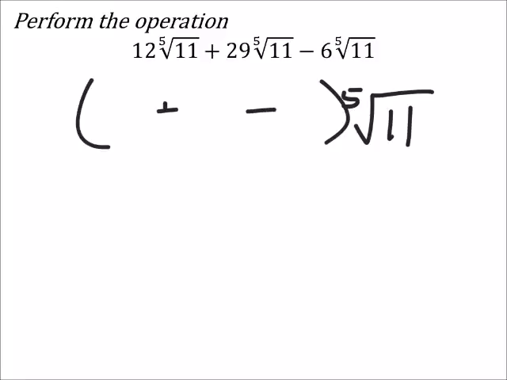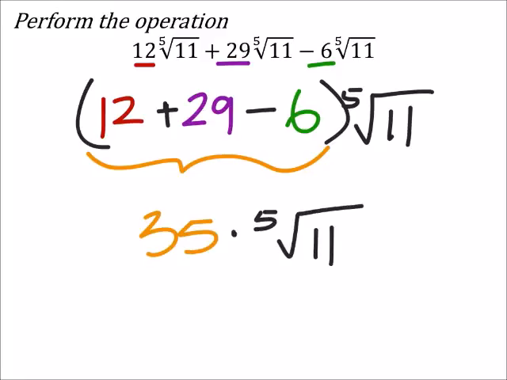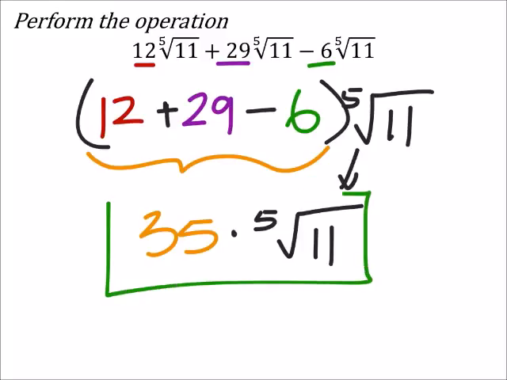I got plus and minus. So what do I have left? I got a 12. I got a 29 in the middle. And then a 6 on the end there. So combining all these, 12 plus 29 minus 6, I get 35. And this would be multiplied by that fifth root of 11 right there. That's it.